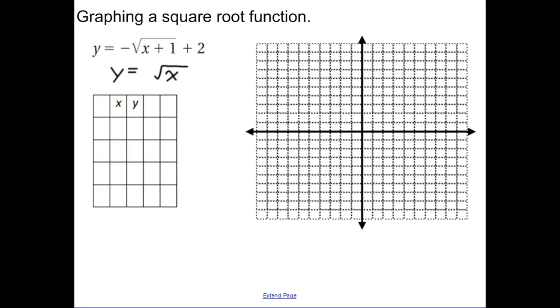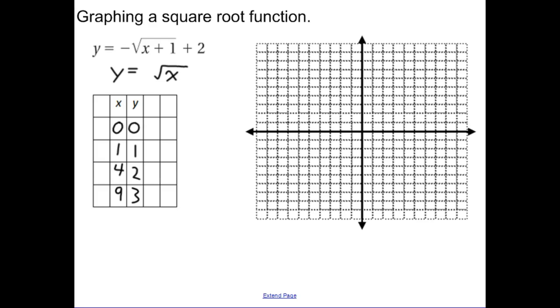For example, for this function, if x is 0, I have a y value, square root of 0 is 0. If x were equal to 1, the square root of 1 is 1. Now I don't want to select x equals 2 because the square root of 2 is not an integer. So what I will do is I will choose a perfect square value for x. The next one is 4. And the square root of 4 is 2. And for my fourth and final point, I will choose an x value of 9. The square root of 9 is 3.